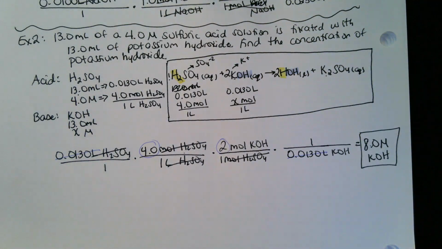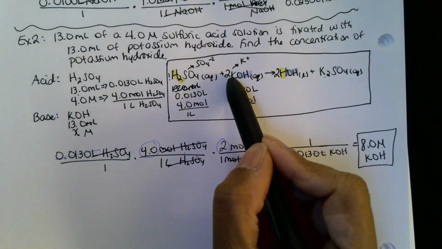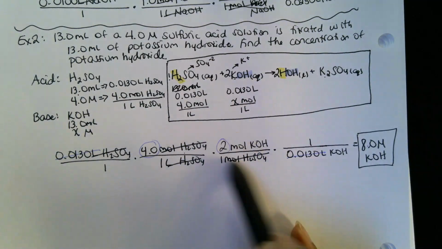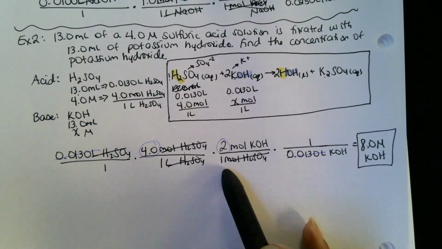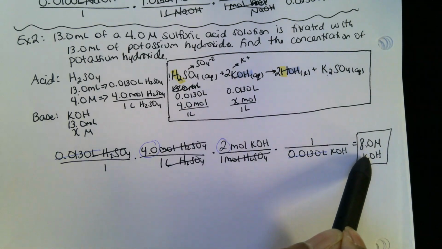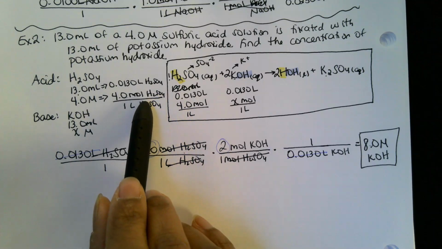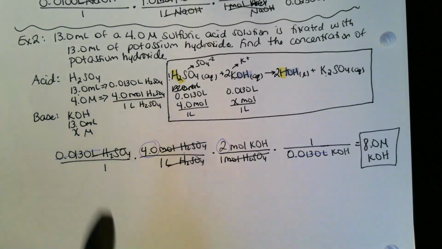We had the same volume for both, so it should have made sense that they were going to be the same concentration for both. But because our balanced chemical equation showed us that we had twice as much KOH than we did H2SO4, we put that in as a factor over here, and that's how we got twice the concentration of KOH as we did the concentration of the H2SO4.